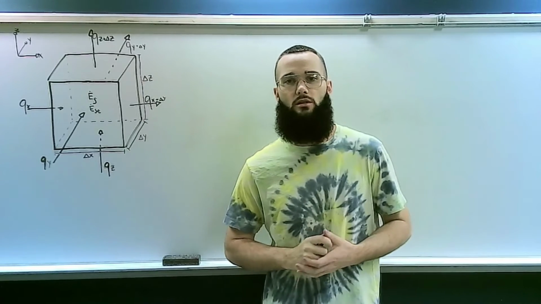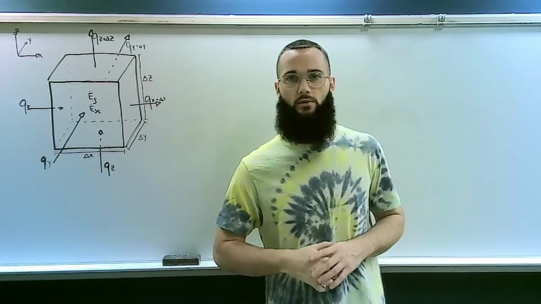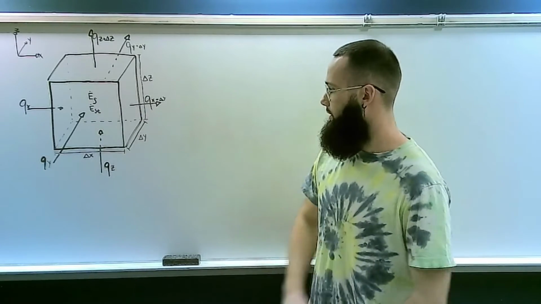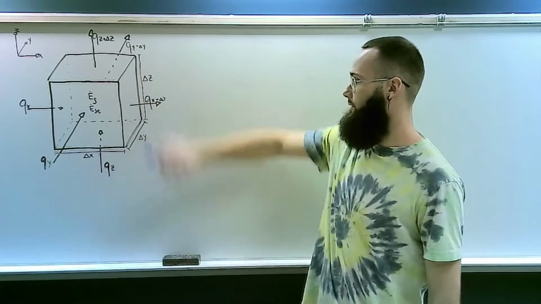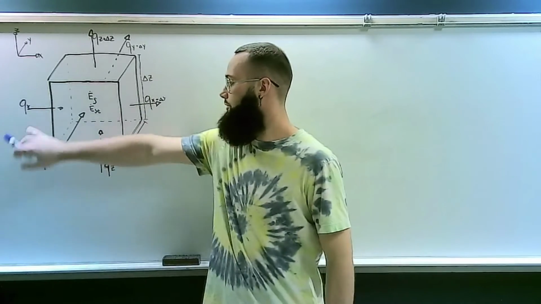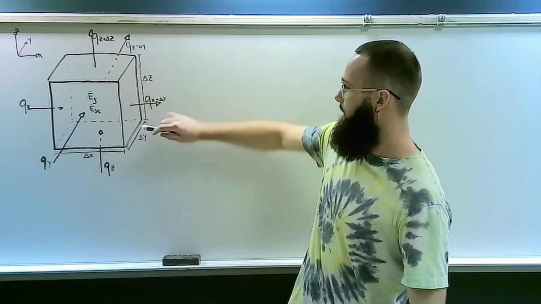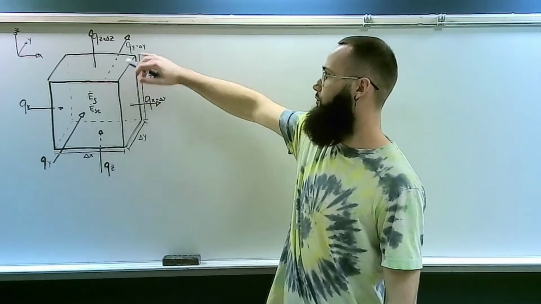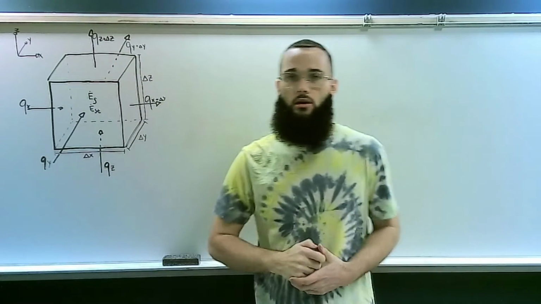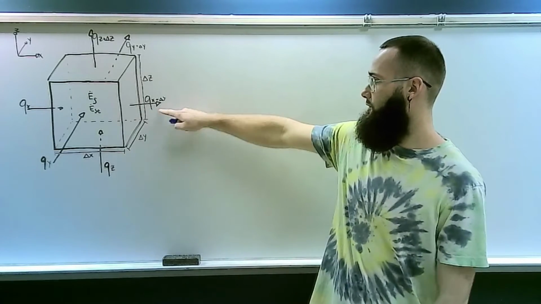Today we're going to be discussing the heat diffusion equation and, more importantly, how to derive the heat diffusion equation. In order to do that, we're going to start with some differential volume with dimensions delta x, delta y, and delta z. Into this differential volume we have heat flows of qx, qy, and qz, and out of it we also have heat flows of qx plus delta x, qy plus delta y, and qz plus delta z.